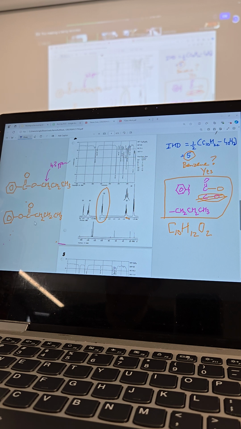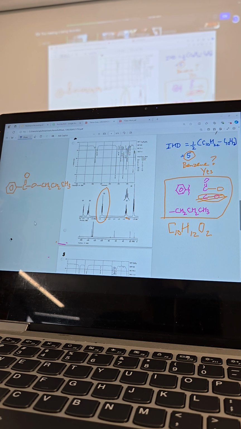Where do we expect that triplet to be if it were the second structure? Where would we expect the triplet for that same group to be? Well, by the O. Would that be closer to 2.5 or 2.7? So, very conclusively, looking at that signal, we can say that the correct structure for this compound is the first one. Everybody agrees to that?